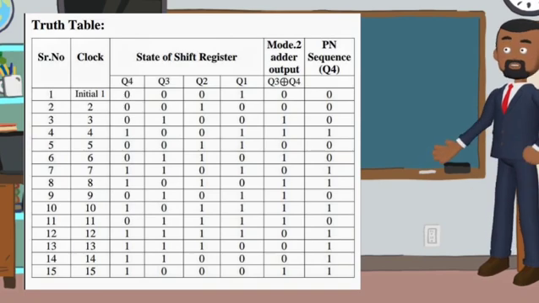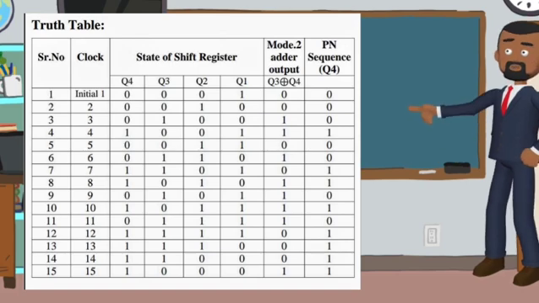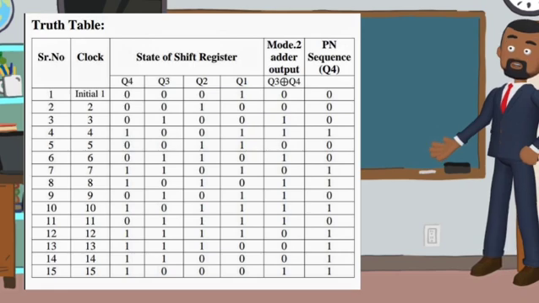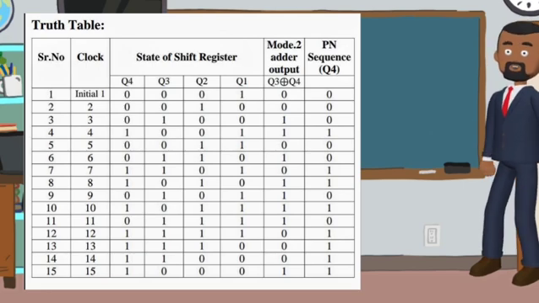We're using a 4-bit shift register starting with the value 0001. Each time the clock pulses, the bits shift to the right. The new bit added on the left comes from the XOR of Q3 and Q4. That's what you see in the mod-2 adder output column.